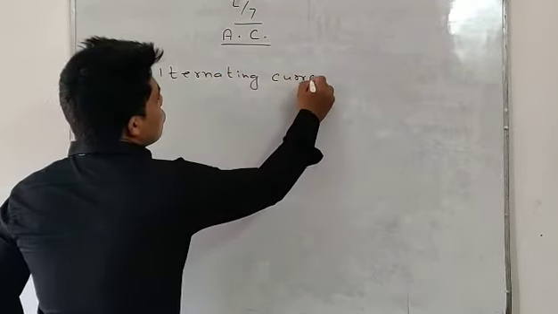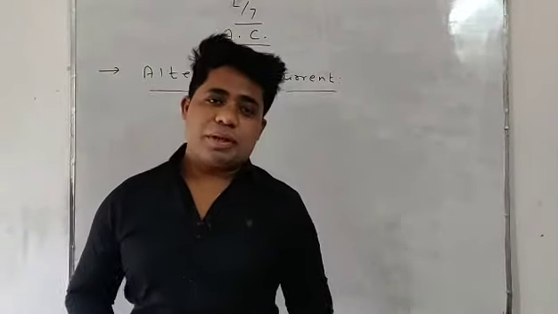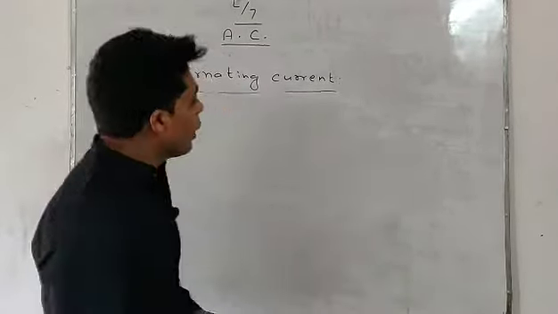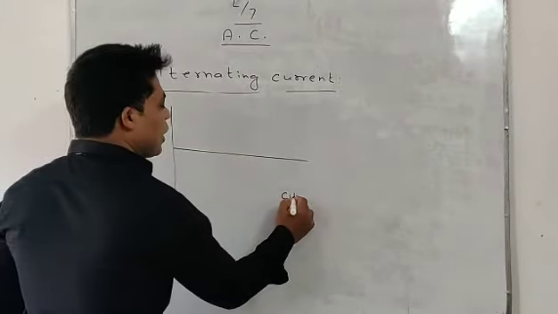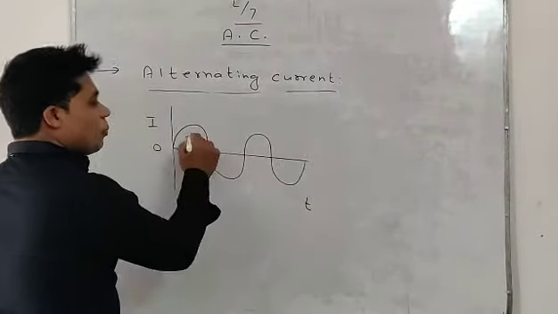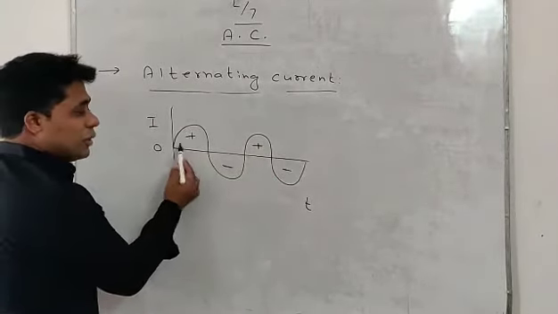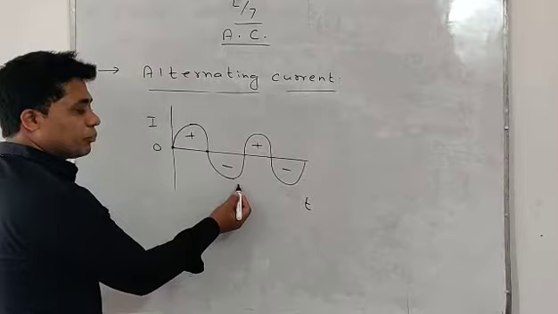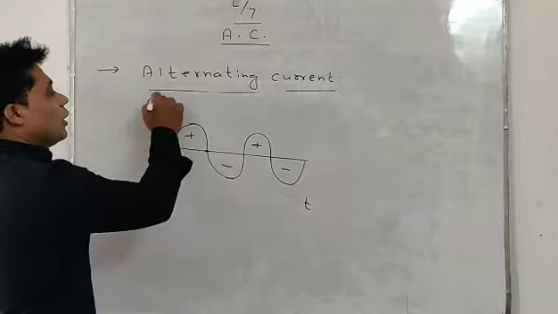Alternating current. So what is the meaning of alternating current? When current changes its magnitude as well as direction with respect to time, such current is said to be alternating current, like this. This is the current and this is the time. The current changes its direction as well as magnitude: positive direction, negative direction, positive direction, negative. This is the polarity, plus minus, the current changing direction, sometimes 0, maximum, 0 and minimum. So this is the variation in current, and such current is said to be alternating current.